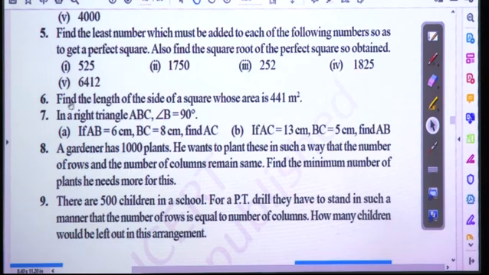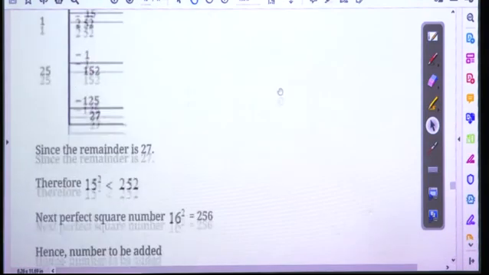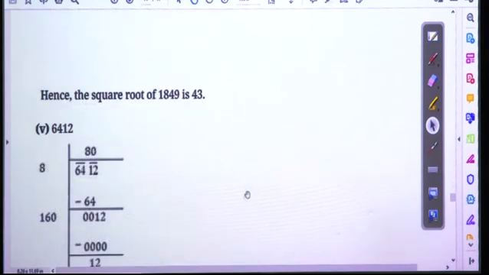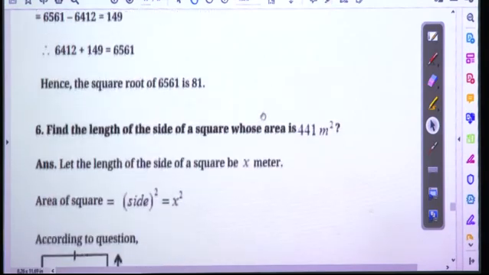Let us move to the next question. Now, you people try to solve the remaining three sums. Find the length of the side of a square whose area is 441 meters square. What is this? Let us see in the solution set how it has been solved.